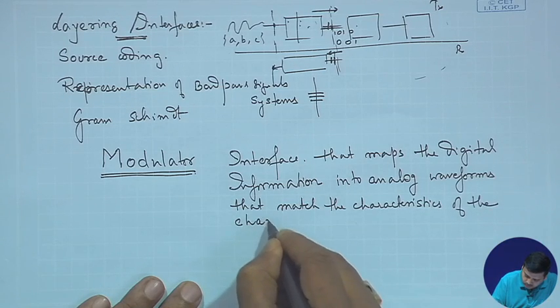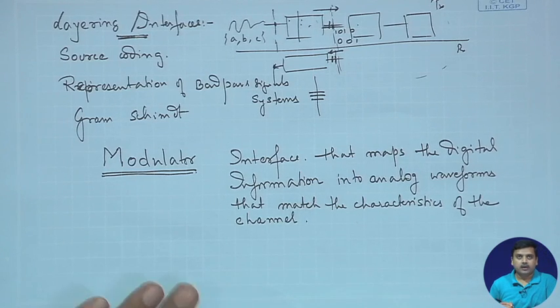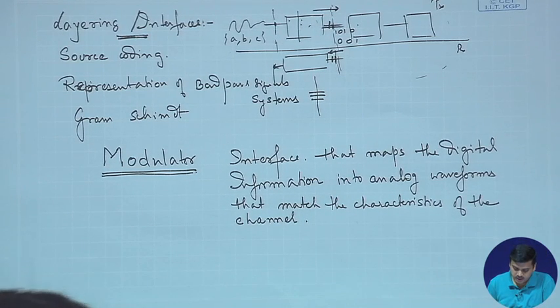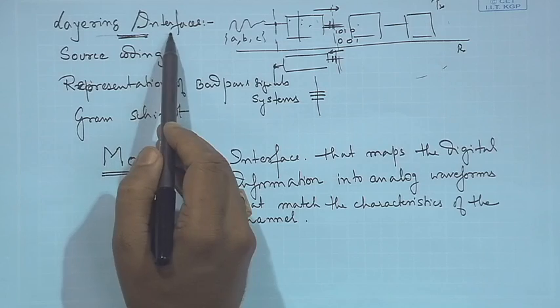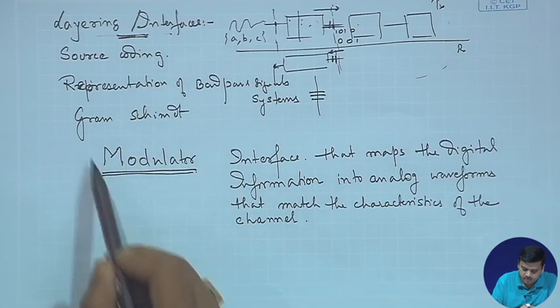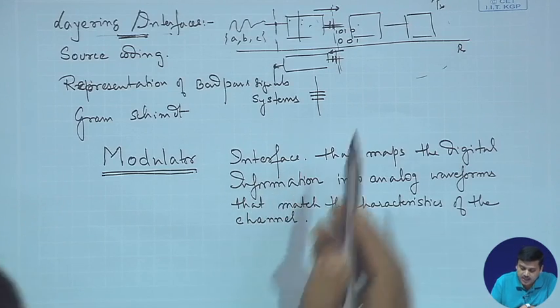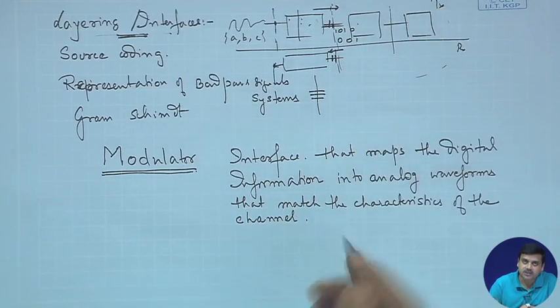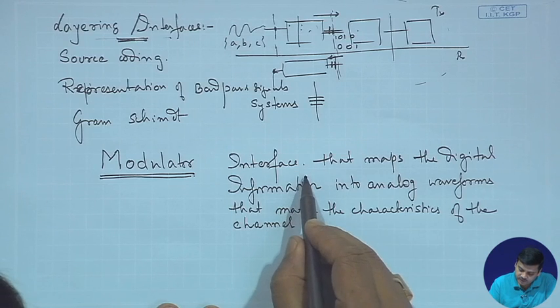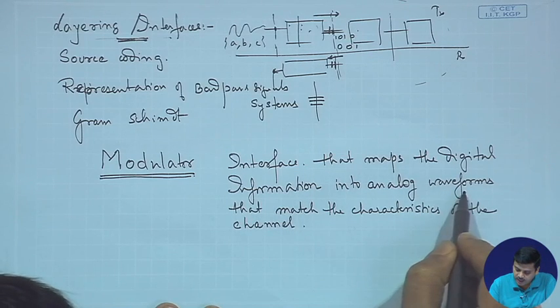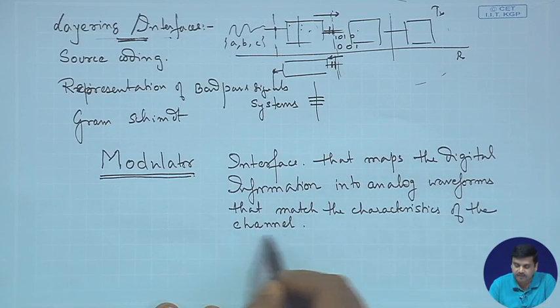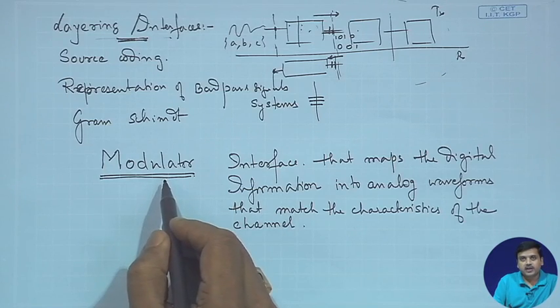Right. This almost tells us some of the things we mentioned in the beginning of this lecture, that it is an interface. Why do we say so? Because we have talked about layering and interfaces, so when we talk about a modulator, it does act as an interface. It is an interface that maps the digital information to the analog waveforms that match the characteristics of the channel. So it is very close to the channel now, right.